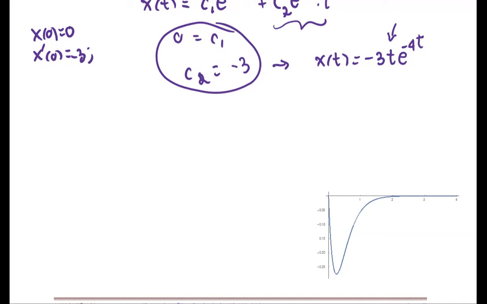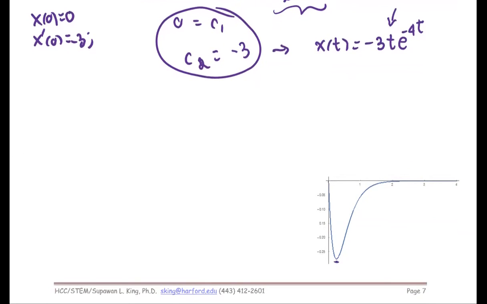All right, so what else do we have to find? If they ask for the maximum height, that means you're going to find x prime, set x prime equal to 0, and that should be somewhere over there. And in the graph, this is above the equilibrium position. So it bounces up and then goes back down to the equilibrium position.